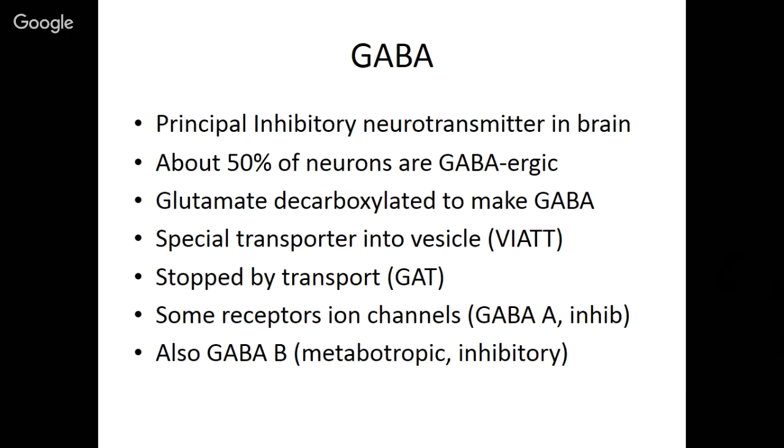There's a special transporter into the vesicle. I don't remember the full acronym right there, but vesicular something. We'll look it up quickly. The action of GABA, slowing down transmission or slowing down certain excitatory pathways, is stopped by the transporter itself rather than degradation. Some GABA receptors are ion channels. There are also metabotropic GABA receptors.